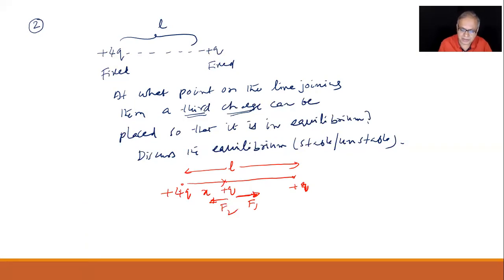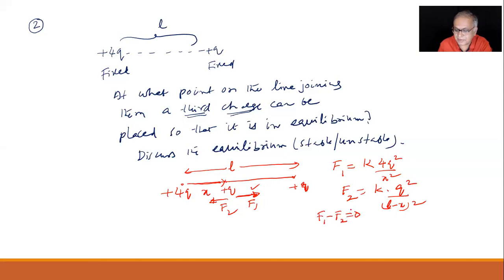Apply Coulomb's law for F1. F1 is how much? K, instead of writing 1 by 4 pi epsilon, I'll write K. 4q into q, 4q square by, this distance is how much? x square. F2 is how much? K into q square by L minus x whole square. So F1 minus F2 equals 0, right? For equilibrium, net force should be 0.